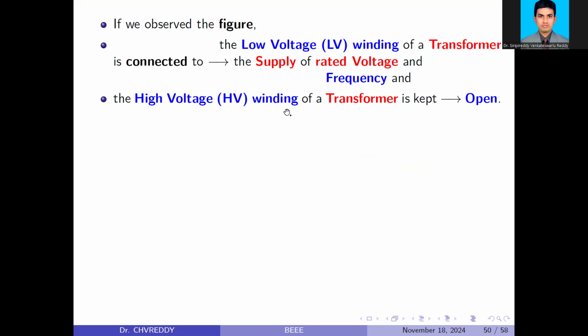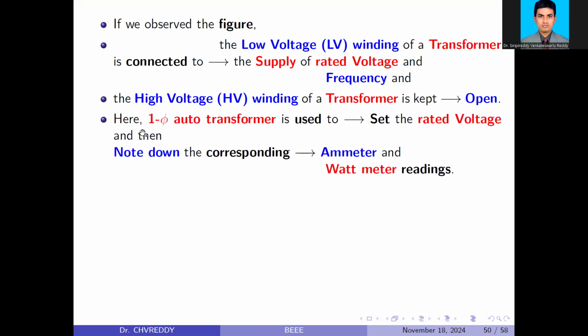So the high voltage winding of the transformer is kept open. Here the single phase auto transformer is used to set the rated voltage, that is 220 volts or 230 volts. Once you have set the rated voltage with the help of the single phase auto transformer, you have to note down the corresponding readings of the ammeter and wattmeter.